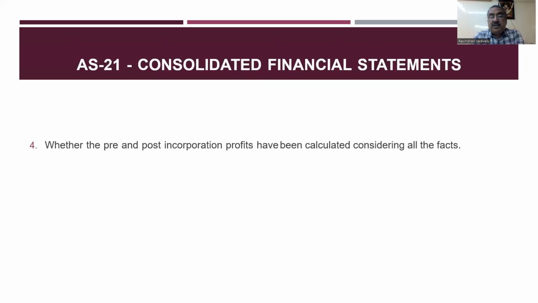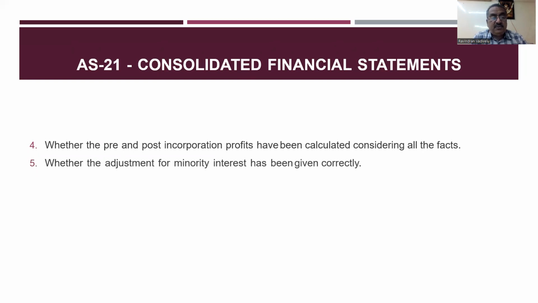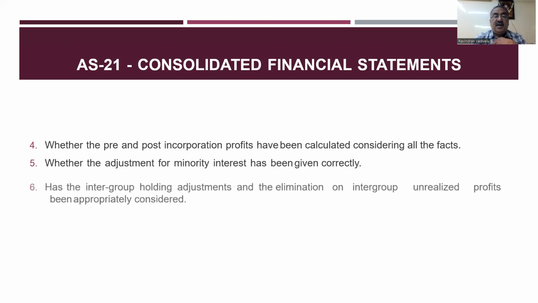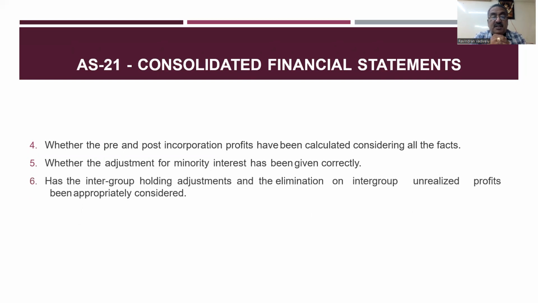Whether the pre and post incorporation profits have been calculated considering all the details. It is very simple. So before incorporation, then after incorporation, what is the profit? Whether you have considered the same thing in the financial statements that you have to report. Adjustment for minority interest has been given correctly, because at the time of consolidation there are minority shareholders, so minority interests have been considered in the consolidated financial statement, that the practicing unit has to verify.